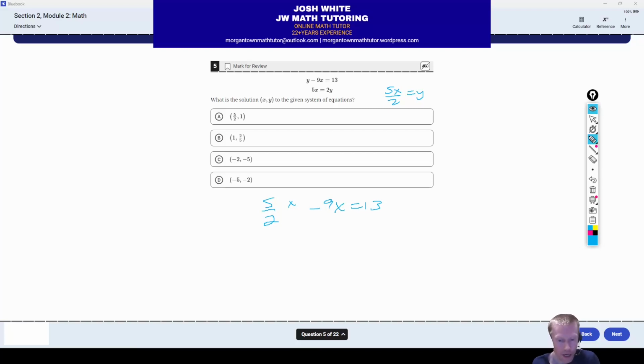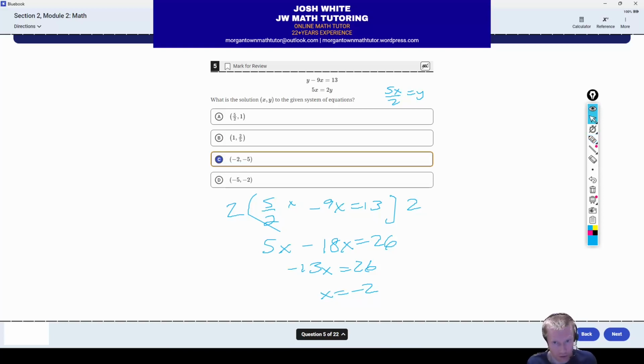Okay, then I went ahead and multiplied everything by 2 just to get rid of the fractions. So just multiply by 2 on both sides. And I got 5x equal to, let's see here. No, it's not 5x. Sorry, this is an x right here. So it's going to be negative 13x equal to 26. x equals negative 2. Notice there's only one answer with negative 2. We do not need to spend the time and effort finding the value of y. We know that the correct answer is letter C.